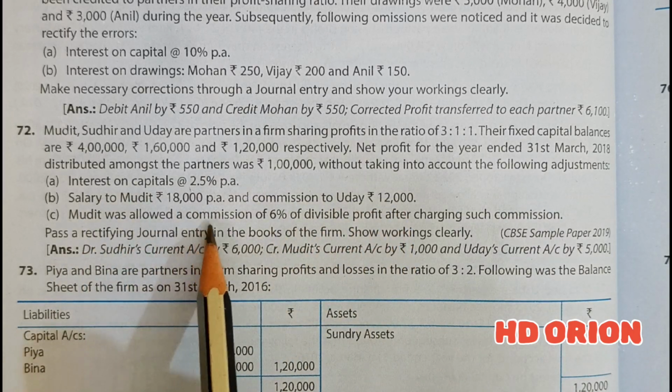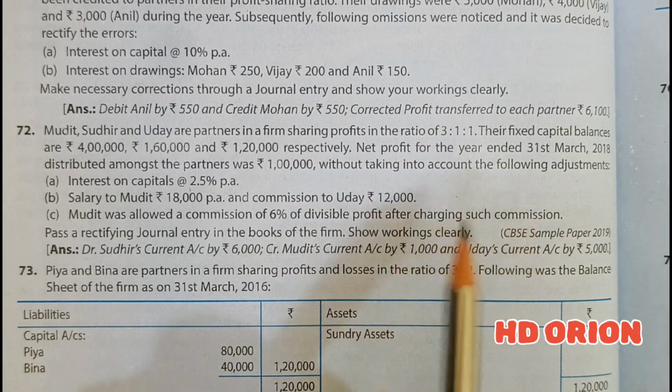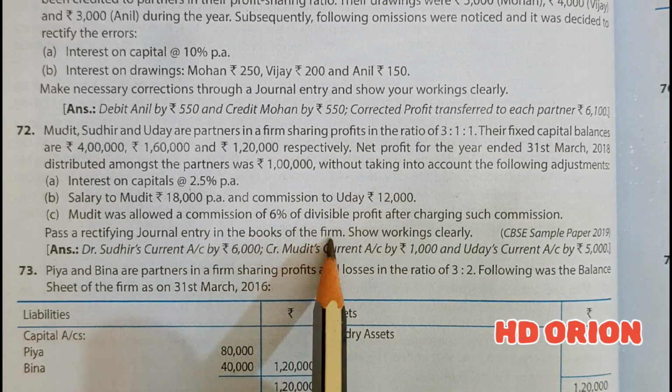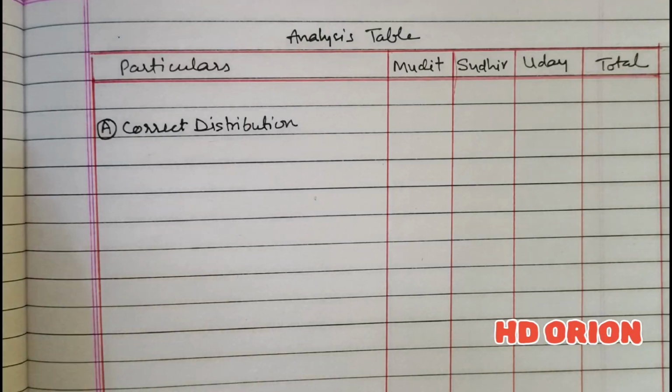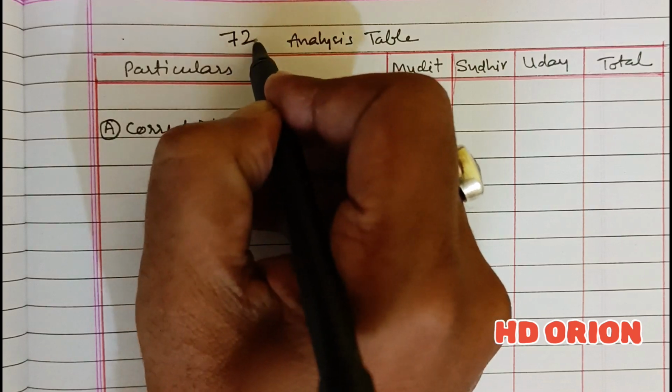Mudit was allowed a commission of 6% of divisible profit after charging such commission. Pass a rectifying journal entry in the books of the firm, show workings clearly. So let us see the detailed explanation of this question in the solution. So let us see the solution for question number 72.